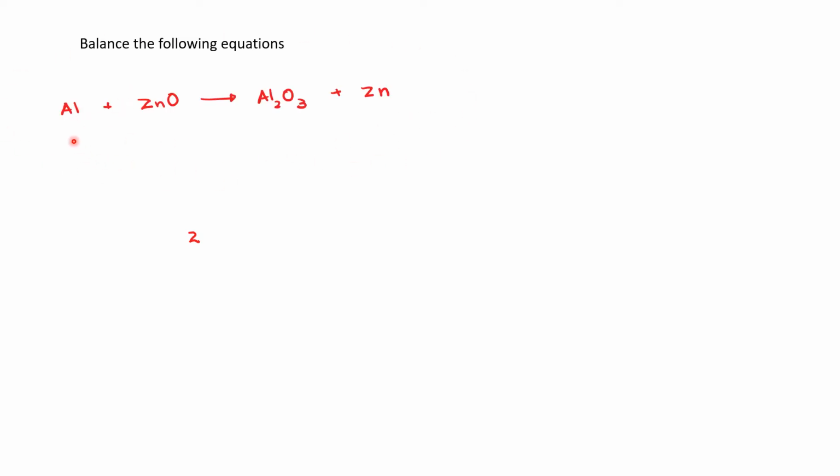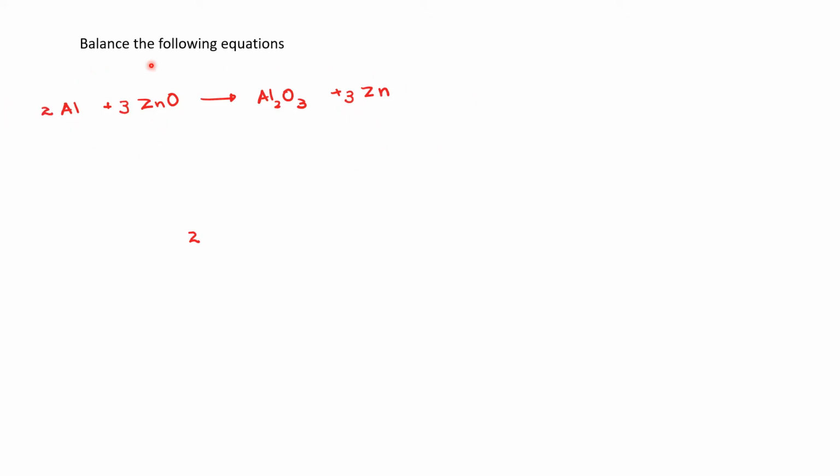Let's start with aluminum. You have 1 aluminum in this side and 2 aluminums in this side. So we are going to use 2 in this side. Zinc 1 and zinc 1. It's good. And 1 oxygen and 3 oxygens. So we are going to multiply by 3, and by doing that you made 3 zincs in this side. So we have to go back and add 3 to this side.